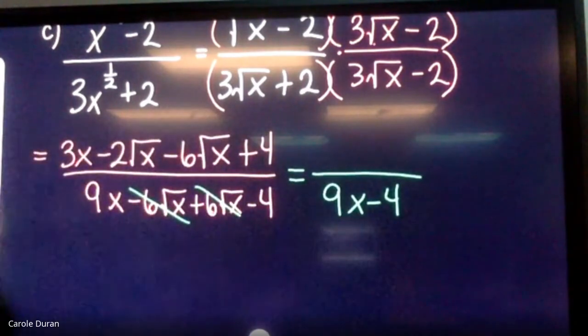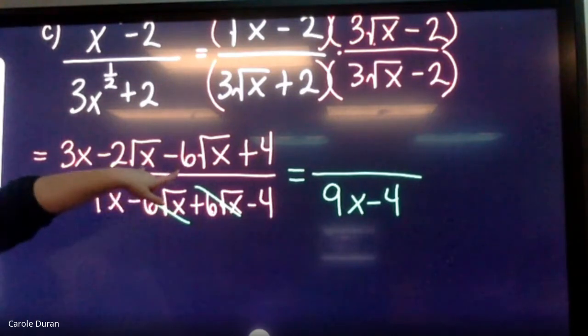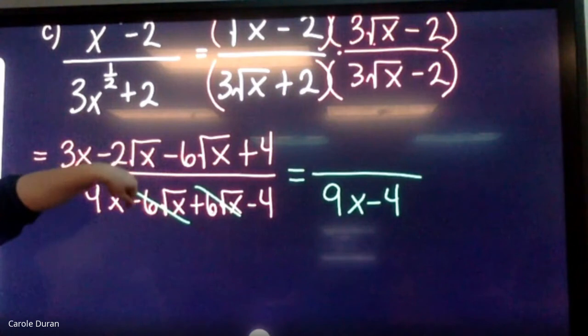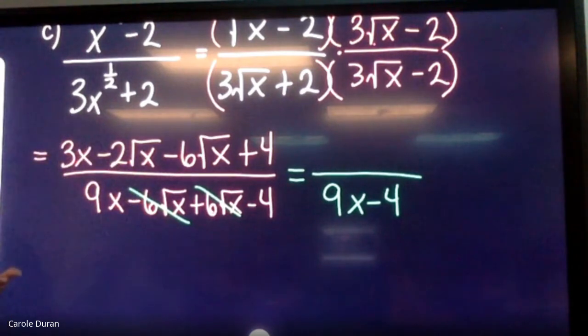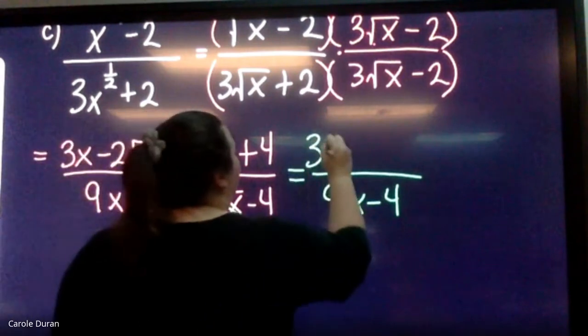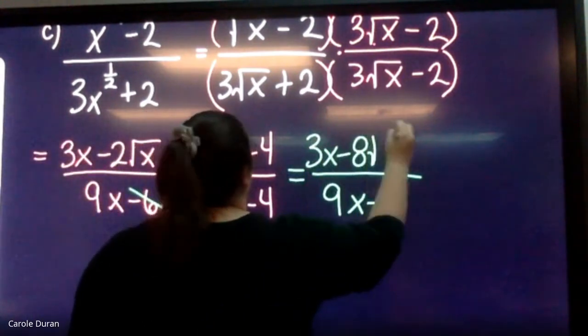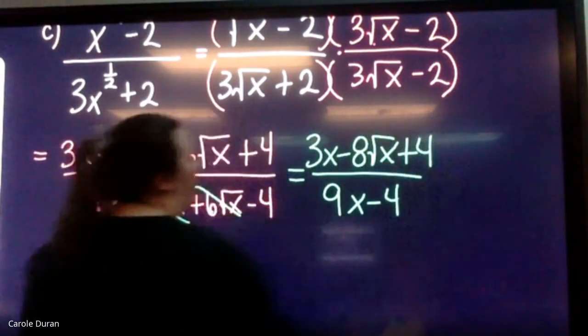Is there anything that I can cancel in the numerator? Now with the stuff you can add together, right? Brandon, what can I put together? The negative 2 root x and negative 6 root x. I can put these two together, which means I just combine the numbers on the front, and then it'll have a root x as a variable. So that becomes 3x minus 8 root x, and then plus 4, and then we're done.